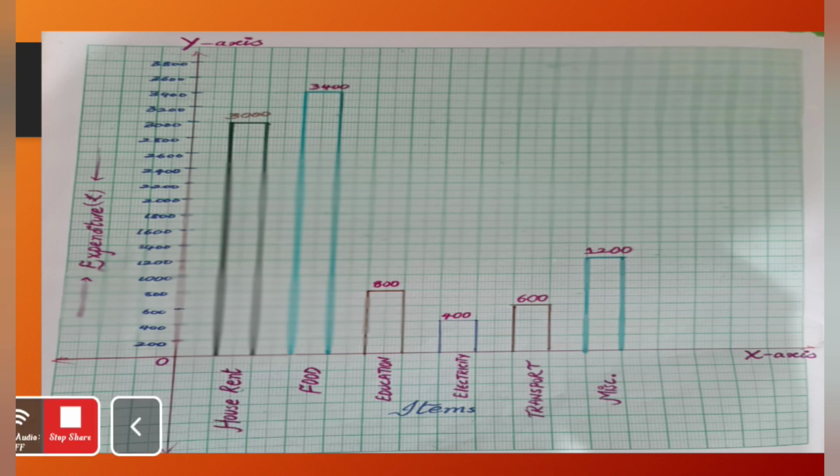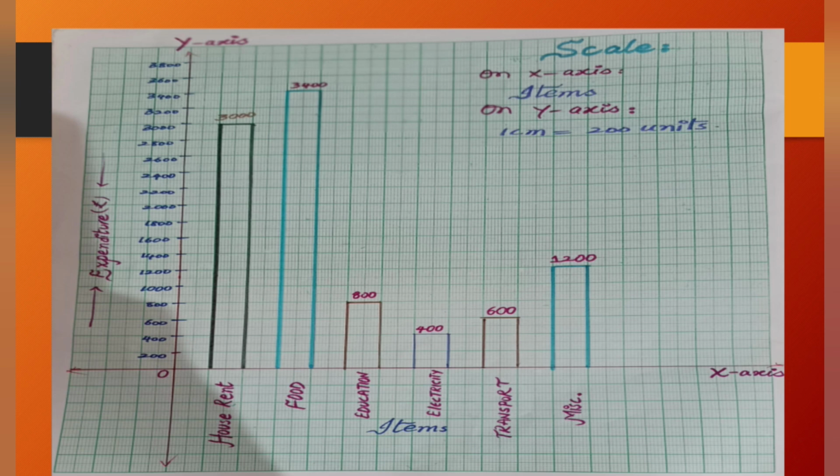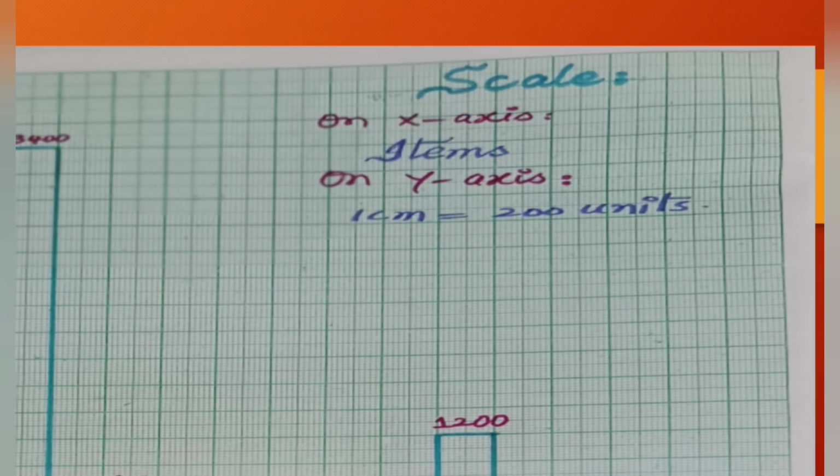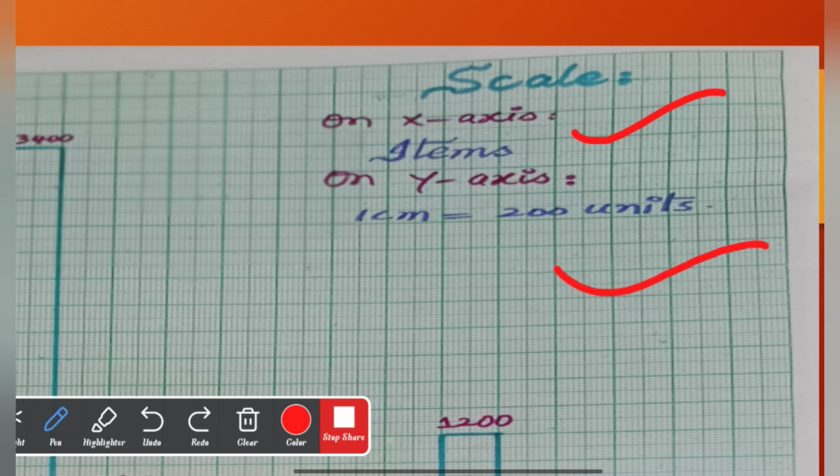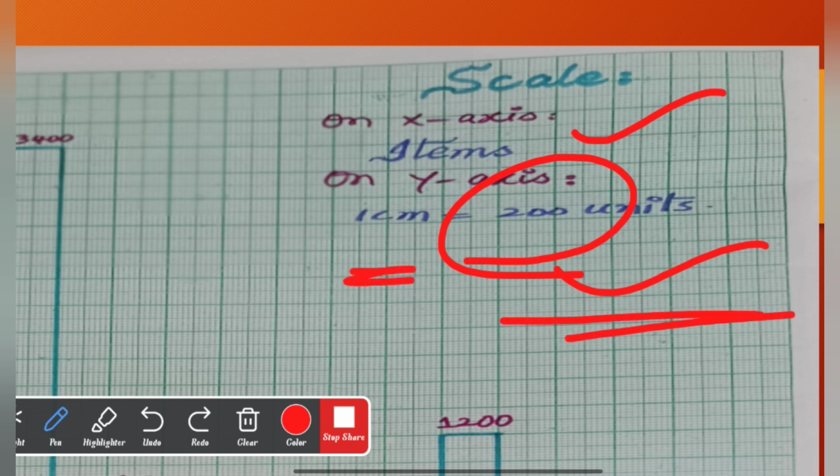Final step is left. What is that? Mentioning the scale. After that our second problem also gets finished. On the x-axis items were mentioned. On the y-axis, the difference between two successive frequencies we are getting as 200. So our y-axis scale will be 1 centimeter is equal to 200 units.